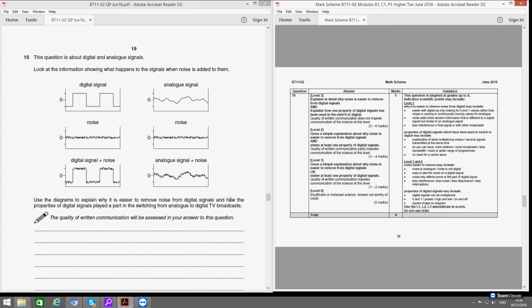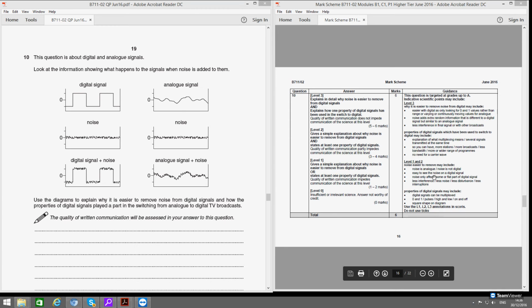What are the command words? What is the actual question asking you? And how many parts are there to the question? You can see there's basically two parts, one there, then after the word and, the second part there. And that's how you break down your 6-mark questions. You need to do it very logically based on what is in the question. Okay, so second part of the question, how the properties of digital signals played a part in the switching from analog to digital TV broadcasts.